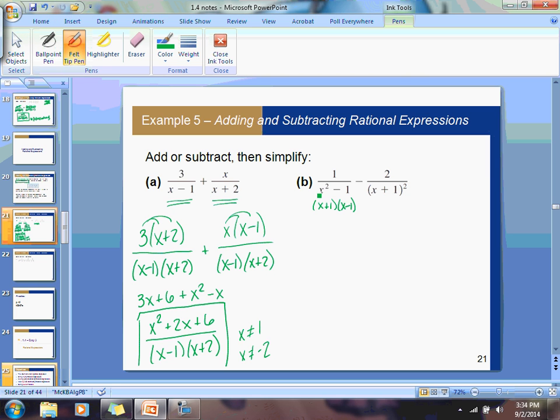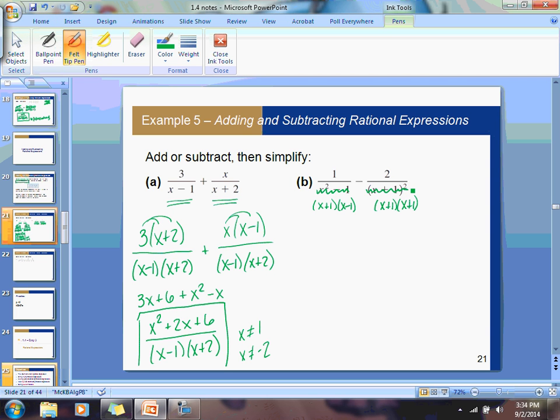Okay, so I'm just going to rewrite the denominator. Now our second denominator is an x plus 1 squared. I don't really have to factor it, but I'm just going to rewrite it as x plus 1 times x plus 1. So that way I don't forget that there's 2 of them there.